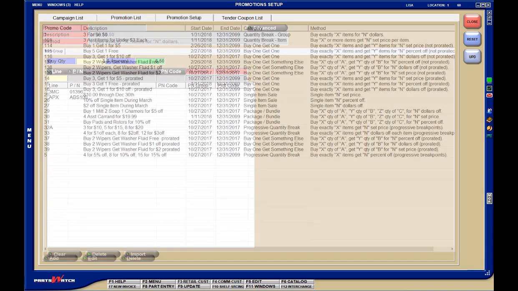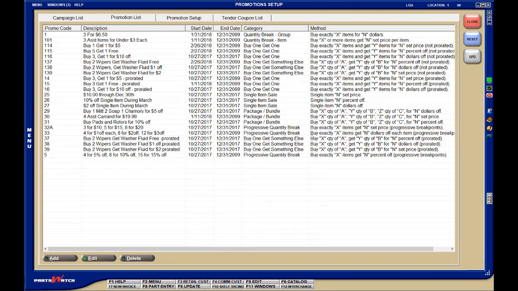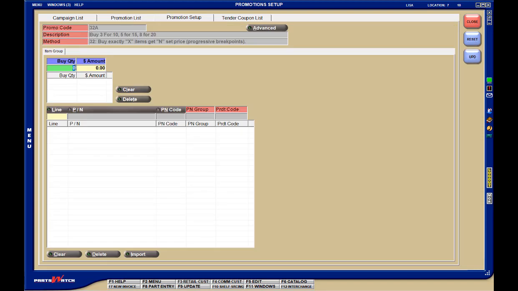And progressive breakpoints are used to set up quantity breaks that give progressively better pricing depending on the quantity purchased. For example, 3 for $10, 5 for $15, or 8 for $20. So for this one, enter the buy quantity and set amount, percent off, or a dollar amount off. Then enter the qualifying parts.